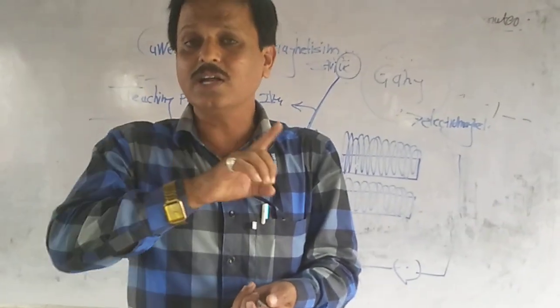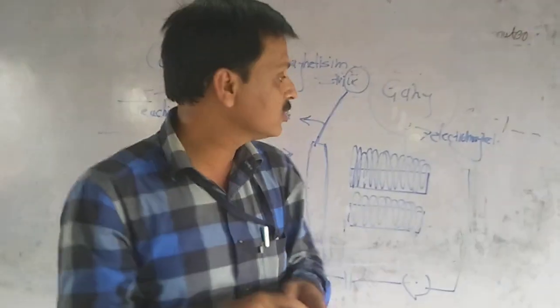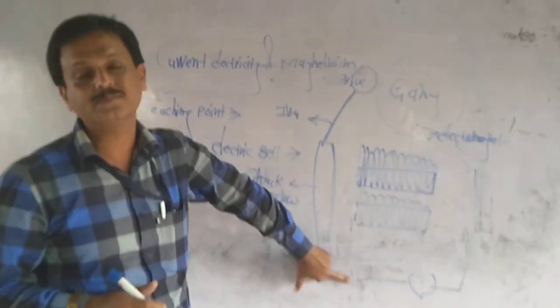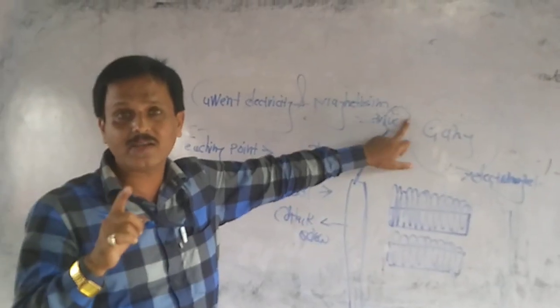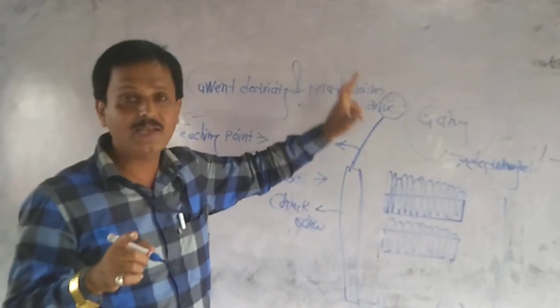Certain types of functions carry out again and again. That time we hear a continuous sound. This is known as the electric bell. This is the working, this is the technique, this is the method, this is the procedure of the electric bell.